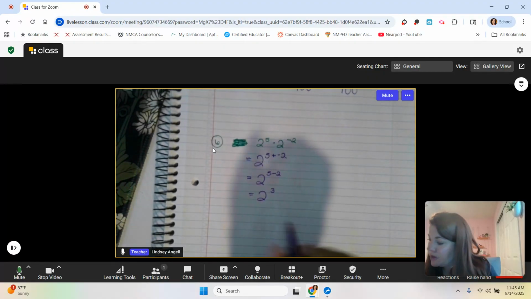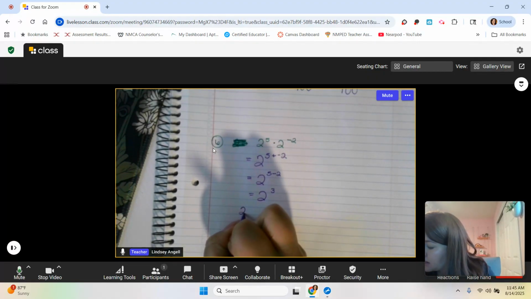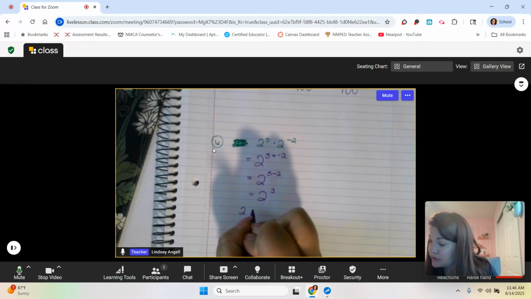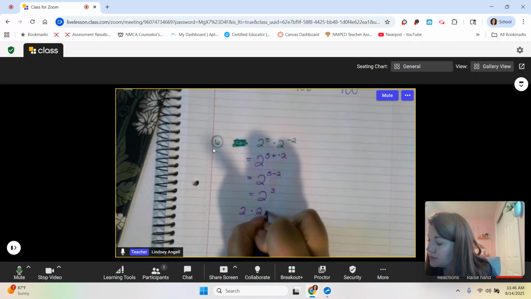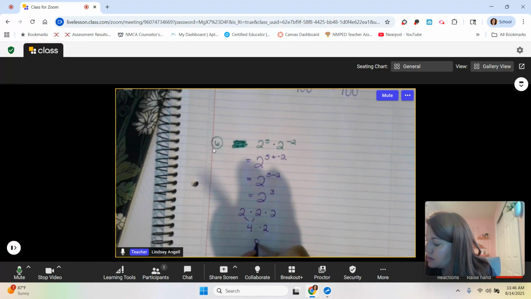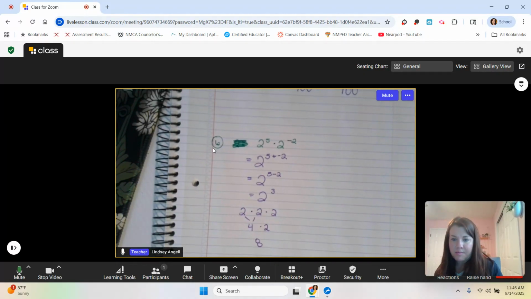If you wanted to even go further and evaluate it, I don't think they require you to do that on your quick check, but it's good for us to practice. That's the same as 2 times 2 times 2. Well, 2 times 2 is 4, times 2 is 8. Look at all that math, just from this little itty bitty problem. Look at all that.